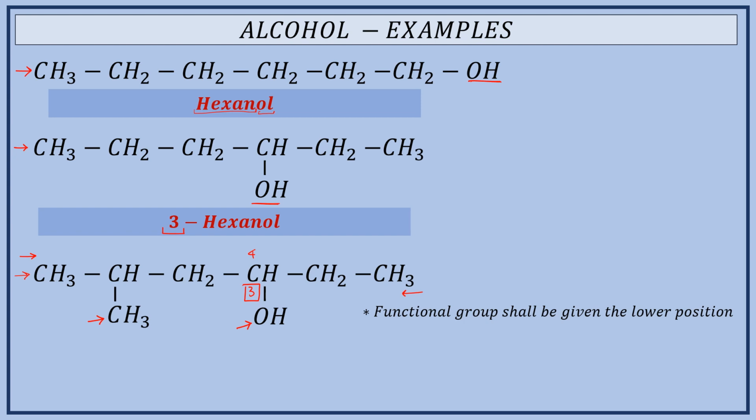Okay, so this compound will be named as 5-methyl 3-hexanol, where 5 represents the position of methyl group. Counting from right to left, it will be numbered as fifth. 3 represents the position of alcohol and hexanol, as we did earlier.